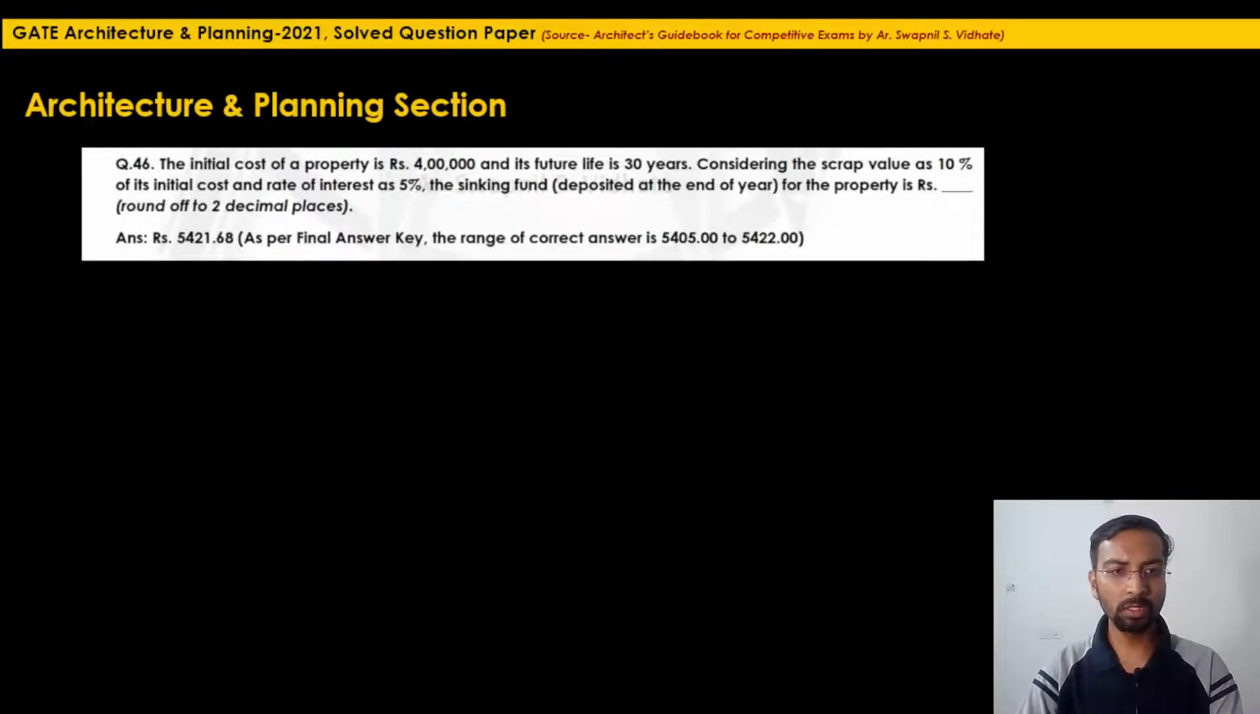So what was the final answer key? As per the final answer key, the range of correct answer is 5405 to 5422, whereas our answer is, yeah, in the range, so we will get the full marks. So till now we have achieved 56 marks. Okay, let's discuss the next example.